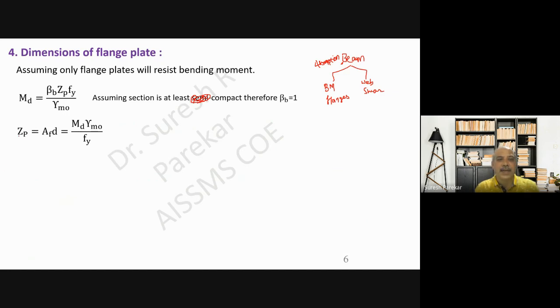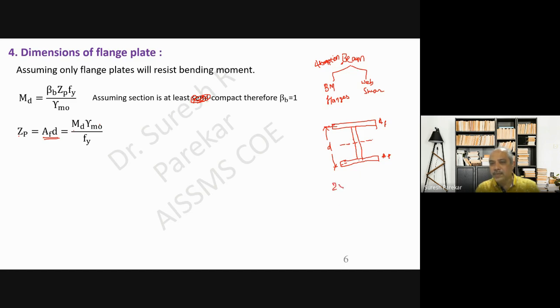And then we will get Zp, that is equal to Af into d, and that is Md gamma mo upon fy. Now how does this come, Af into d? We can have this as the flange plate. Af will be the area of this flange plate. Then I have another flange plate of the same area, and we are considering the center to center distance as d. Actually, that is the depth of web, but as the thickness is not known, we are assuming this value.